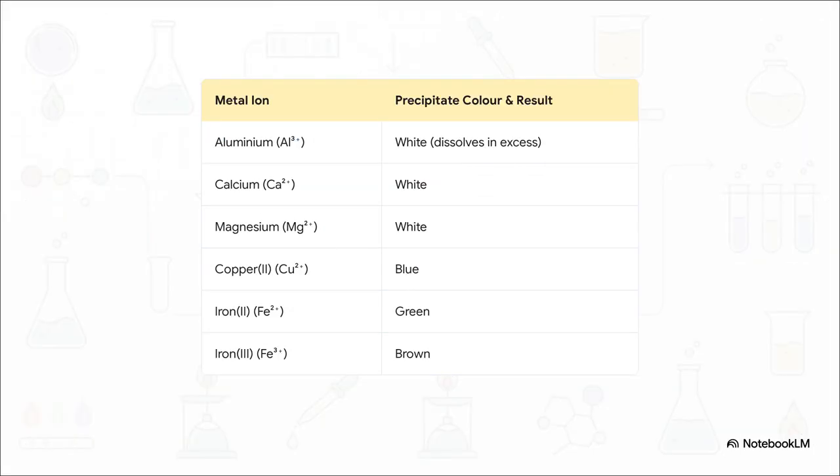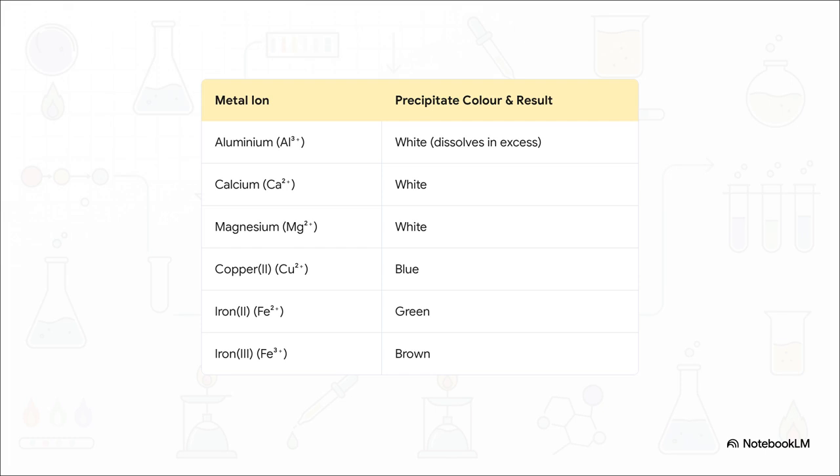Okay, but what happens if the flame test doesn't work, or if the ion doesn't give a color? That's when we use our second tool, the sodium hydroxide test. You get some really obvious ones. Copper 2 gives you this bright blue solid. Iron 2 is green, and iron 3 is a kind of rusty brown color.